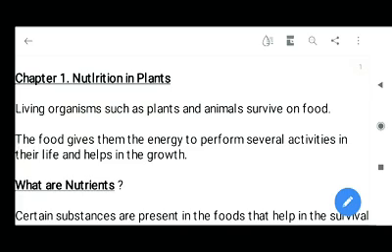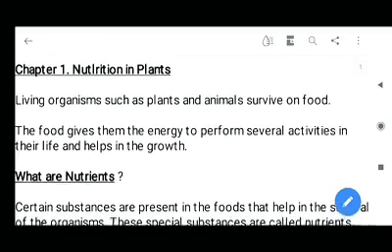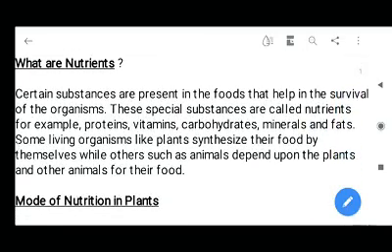As you all know, living organisms such as plants and animals survive on food. The food gives them the energy to perform several activities in their life and helps in their growth. Now, what are nutrients? Certain substances are present in the food that help in the survival of the organisms. These special substances are called nutrients. For example, proteins, vitamins, carbohydrates, minerals, and fats.